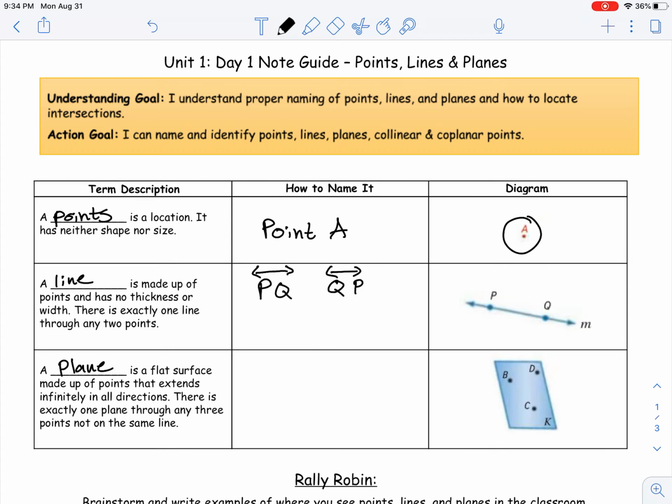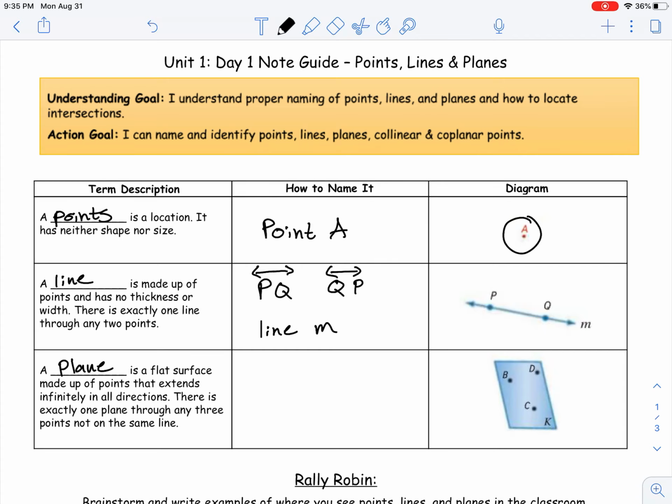You could also name it line M. Now, this is a lowercase letter, and the reason for that is because it's not a point. It's talking about the line. When we're talking about lines, usually those will be in lowercase letters. For example, this one is M. Let's move on to planes.